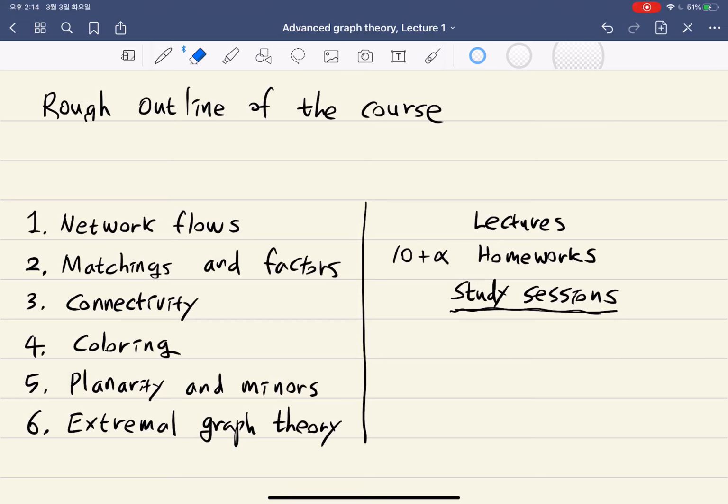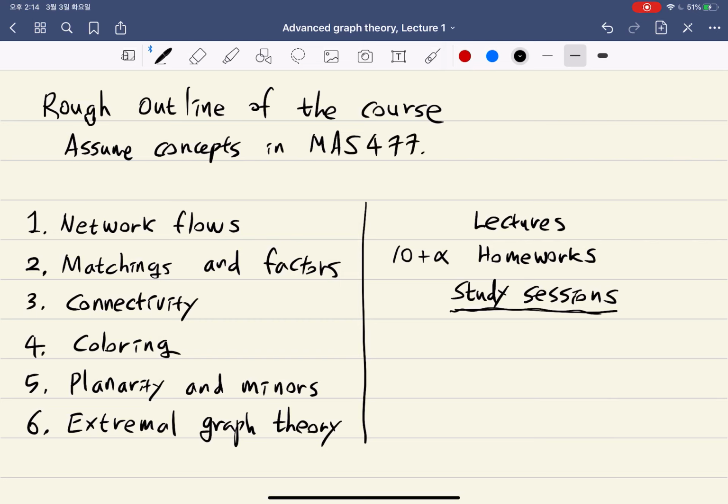This is the first lecture of advanced graph theory. So in this course, we will assume all the concepts we have learned in the undergraduate graph theory course.